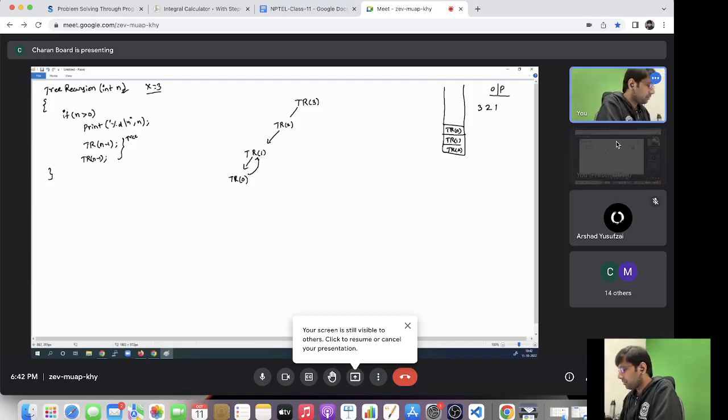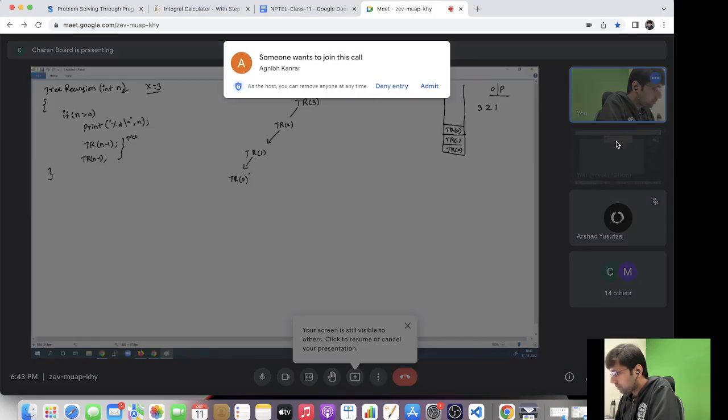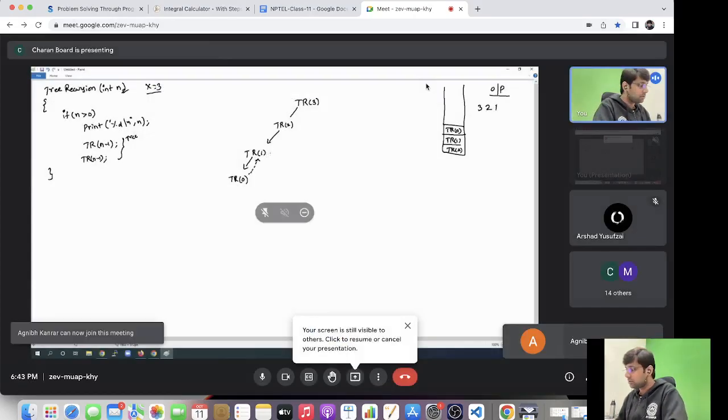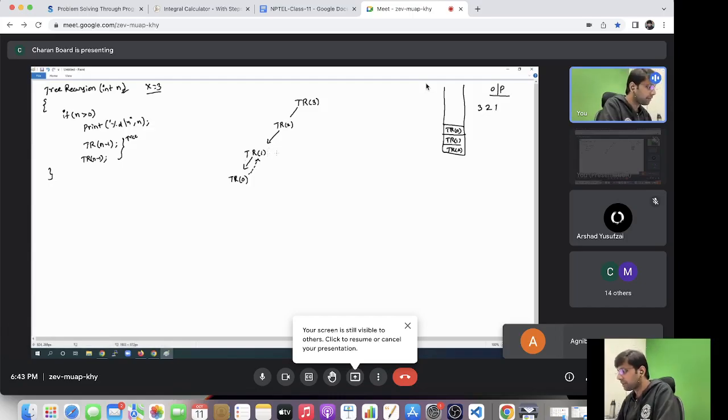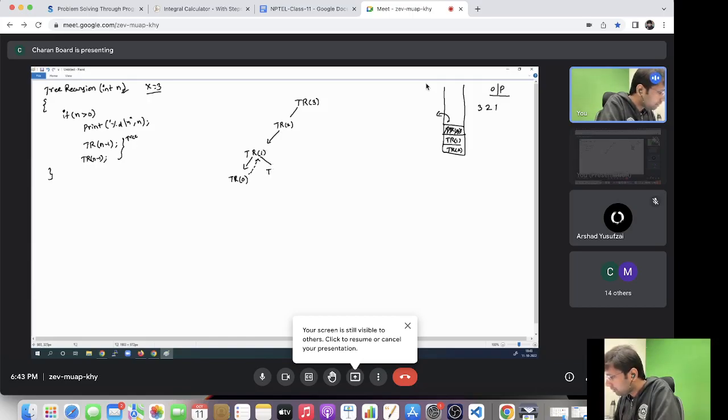Let me try to write this so it does not look like a function call. So this will be tr of 0. Again it will come back at tr of 1. At tr of 1, we only executed one tr of 0. There will be another tr of 0. So we will pop this one out and execute it here, tr of 0.